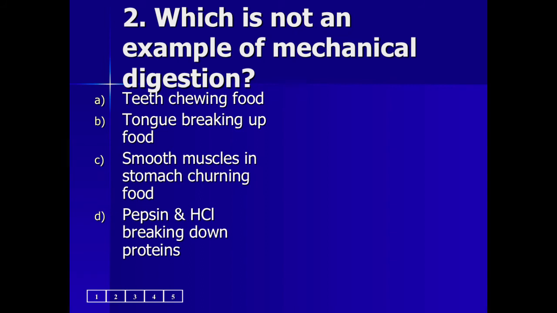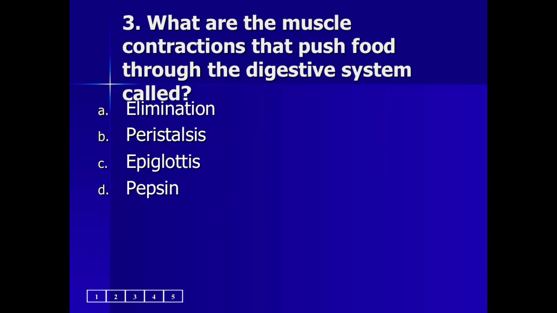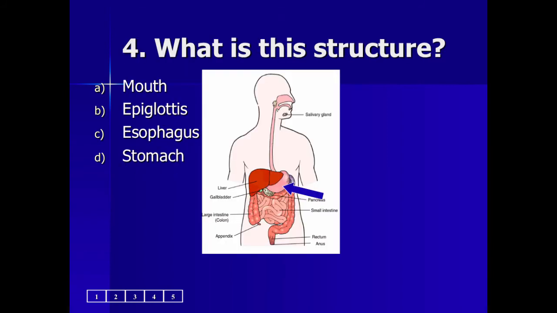So which is not an example of mechanical digestion? A, chewing your food. B, your tongue breaking up food. C, smooth muscles in your stomach churning food. Or D, pepsin and hydrochloric acid breaking down proteins. Again, put this on the left side under number 1. 3, what are the muscles contracting that push food through the digestive system called? Elimination, peristalsis, epiglottis, or pepsin? 4, what is this structure right here? The mouth, the epiglottis, the esophagus, or the stomach?